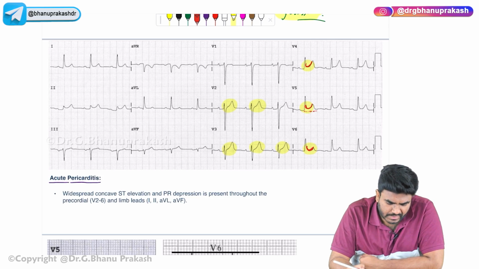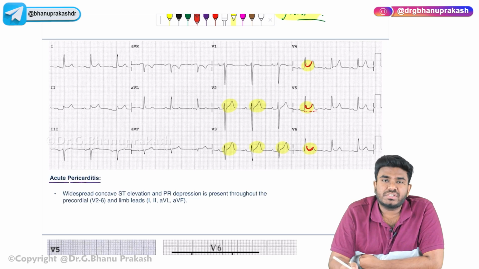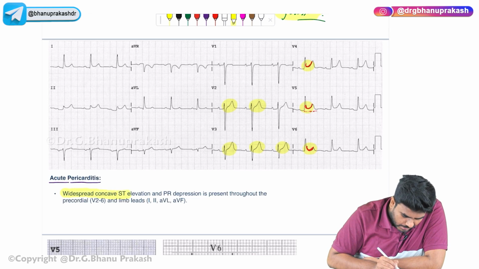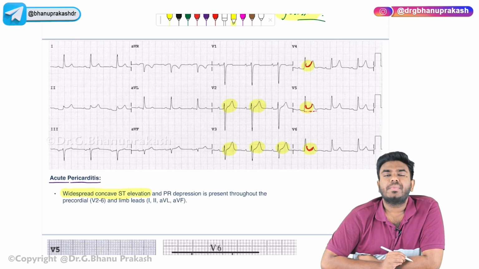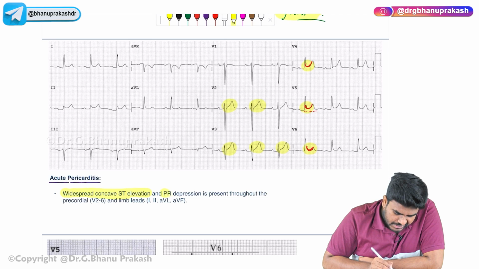Okay. Concave ST elevations are especially seen in V4, V5 and V6. That's one ECG change which you should know for your exams for sure. Okay, there are widespread concave ST elevations. And not only that, the patient with pericarditis on EKG will have PR depressions.